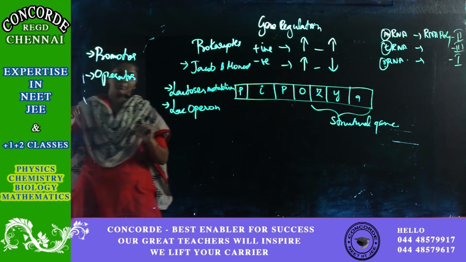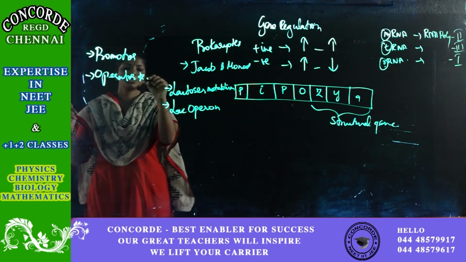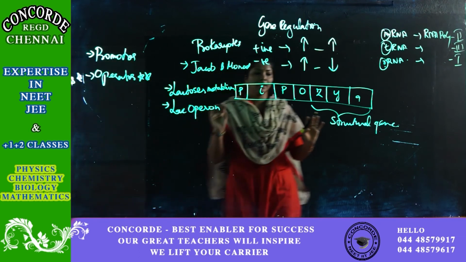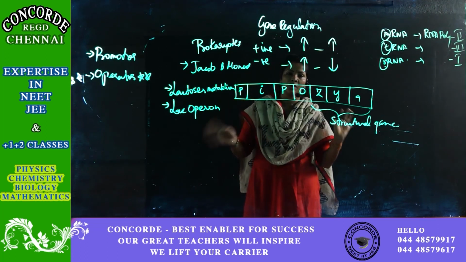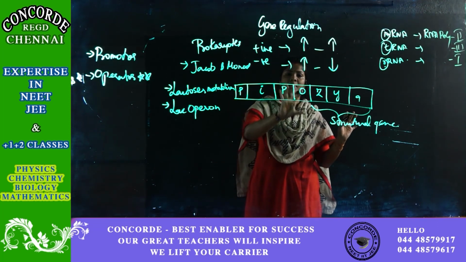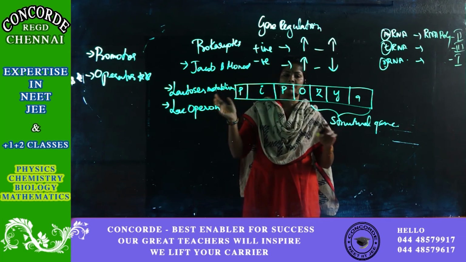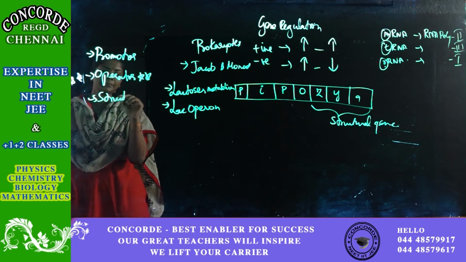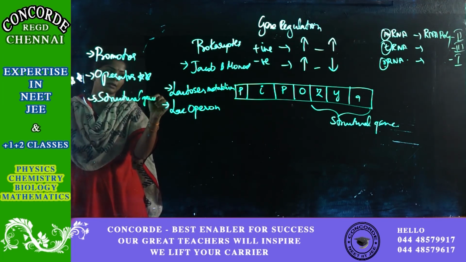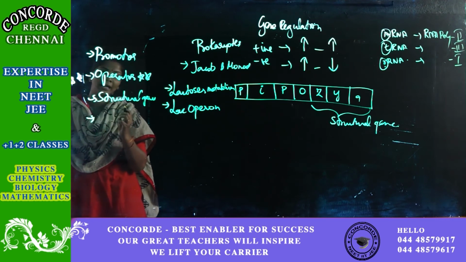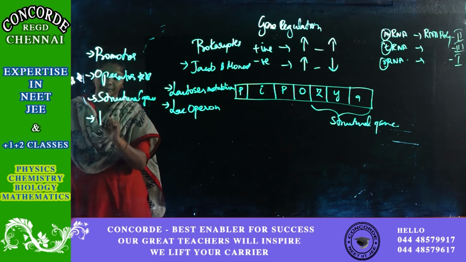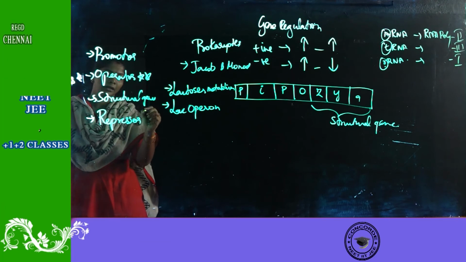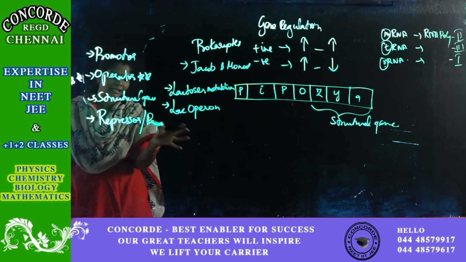Next is your operator. Operator plays a very important role to check if the mechanism is switched on or switched off. So I can say based on this only if the mechanism is on or off. So operator is a sequence which plays a crucial role in switching on and off. Z, Y, A, they are nothing but the structural genes. And I stands for the I gene. I gene is a repressor.